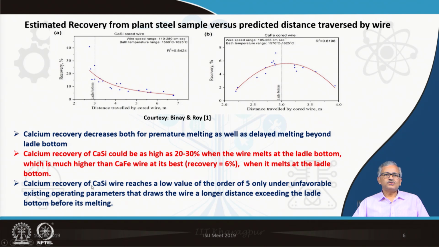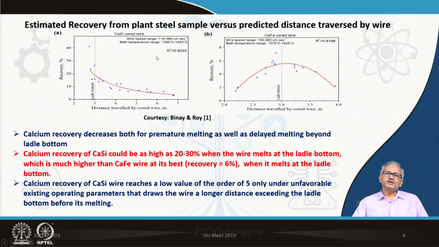And calcium recovery of calcium silicide wire reaches a low value of 5 only under unfavorable operating conditions. You can see when the operating condition is not good and the distance traversed by the wire exceeds much beyond the ladle bottom, say around 7 meters, in that case the recovery can reach only 5. So it can be a maximum of 20 to 30, and it can reach even a 5% recovery if your operating condition is not favorable.